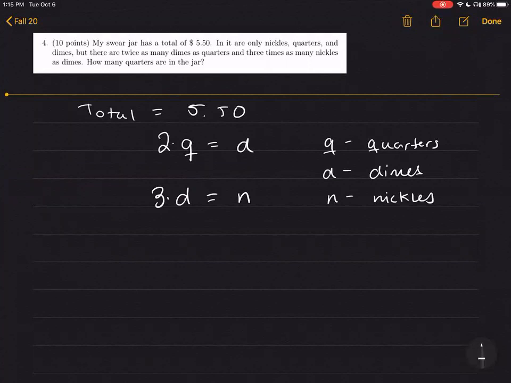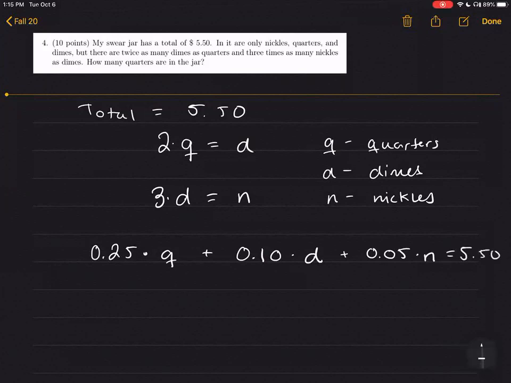And so since we know the total is going to be $5.50, we can say that 25 cents times however many number of quarters plus 10 cents times however many number of dimes plus 5 cents times however many nickels is going to be $5.50. And so now we're going to need to sub some things in. We want to know how many quarters there are, so I'm going to leave Q as it is.